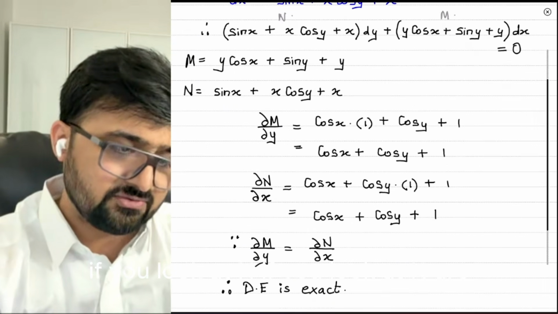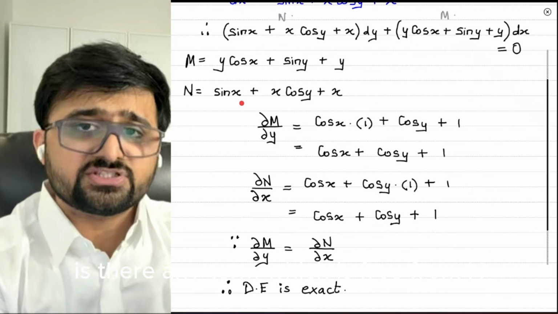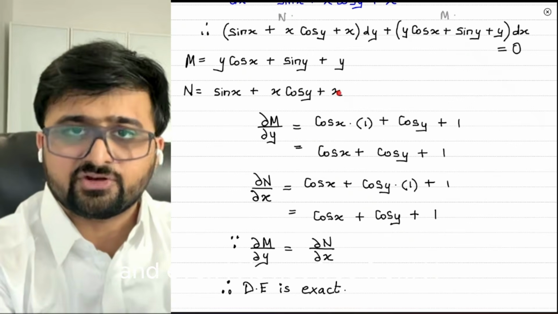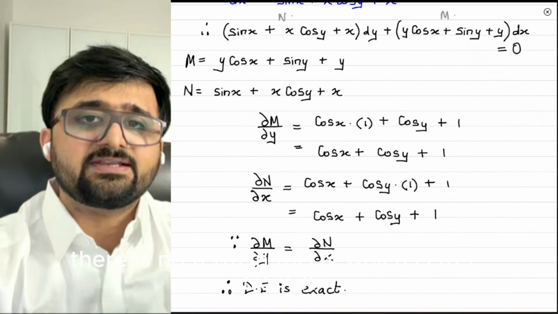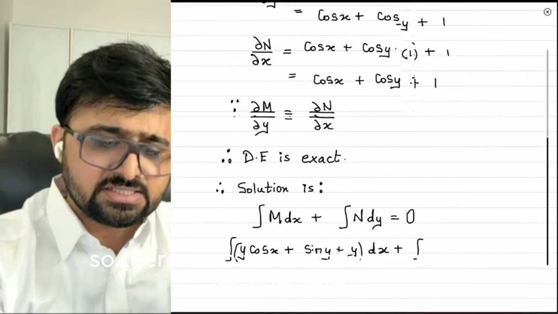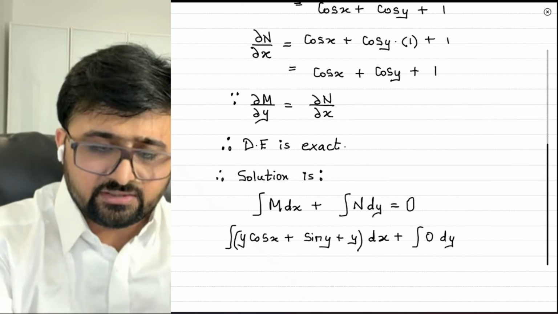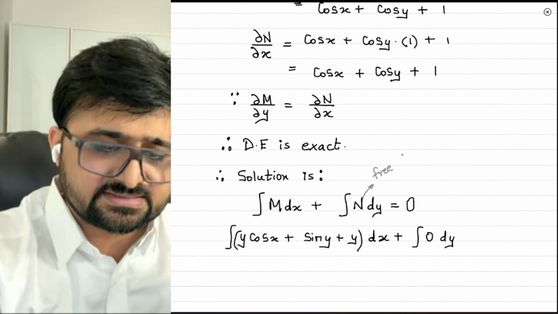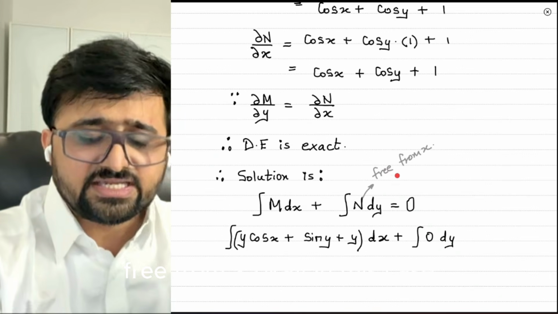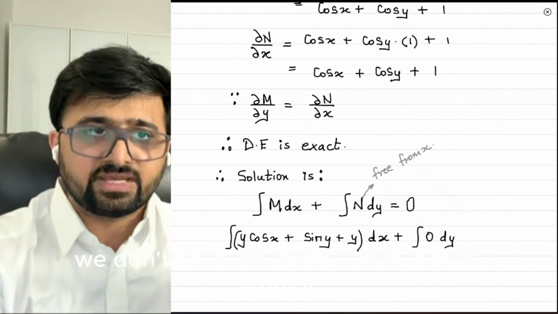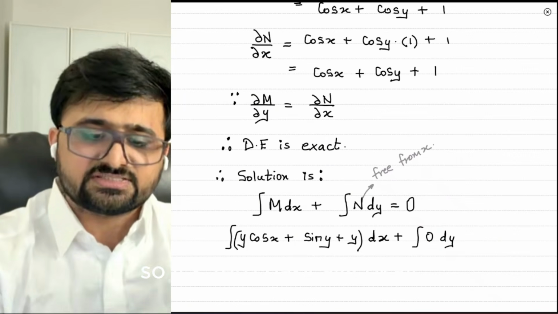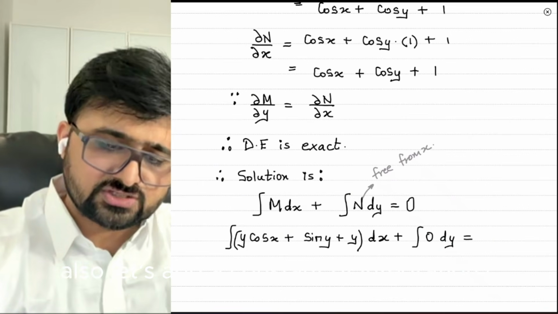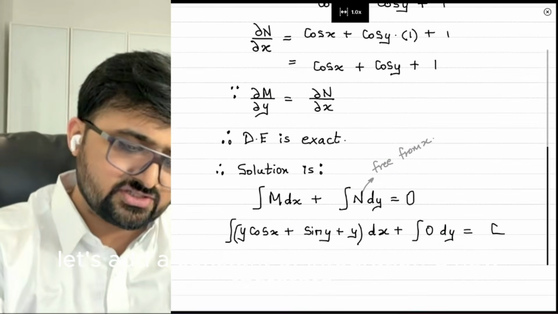If you look at n, is there any term which is free from x? sin x is not free from x, cos y is not free from x, and even x is not free from x. There is no term in this n which is free from x. So there is no term that we can include here. So we just write 0 dy. Remember, we only take the terms here which are free from x. In this case, we don't have any, which is why it's 0 basically. Which is equal to 0. Also let's add a constant of integration c.